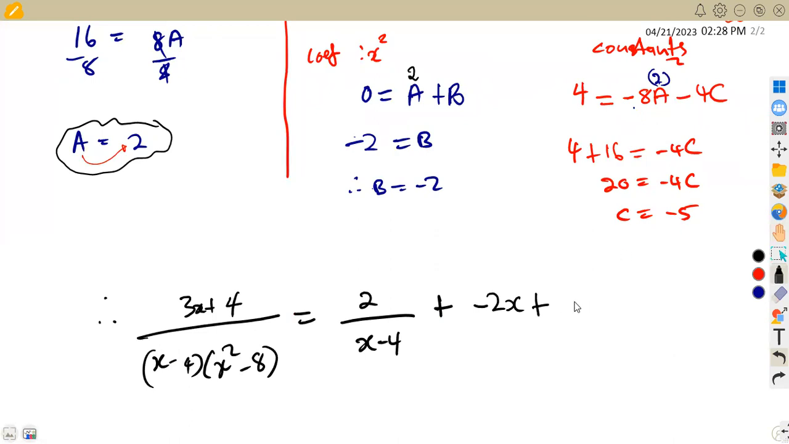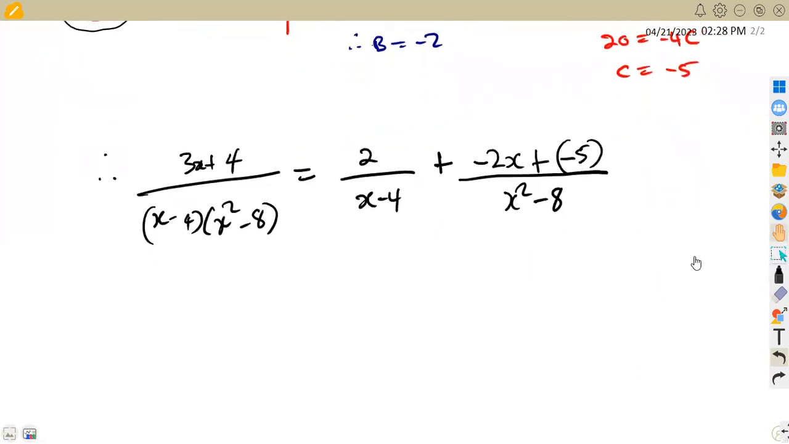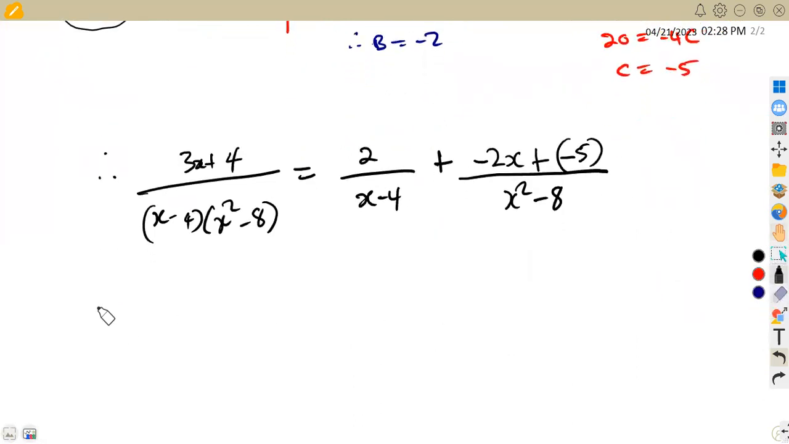Our c in this case is a negative 5. So everything is going to be over x squared minus 8. All right, which can be simplified further. So I just want us to take a consideration in this case, whereby we can actually factor out a negative, because a negative is common, so you can factor out this negative.